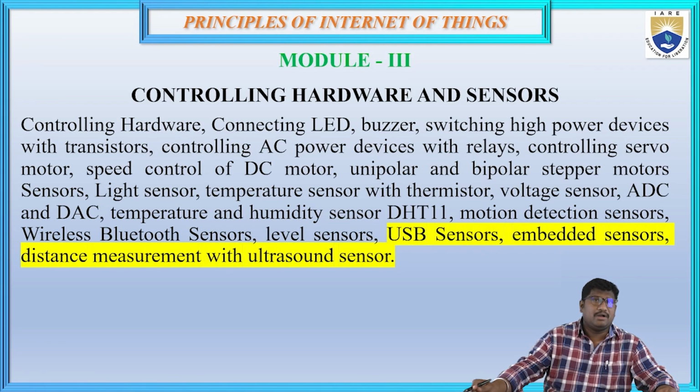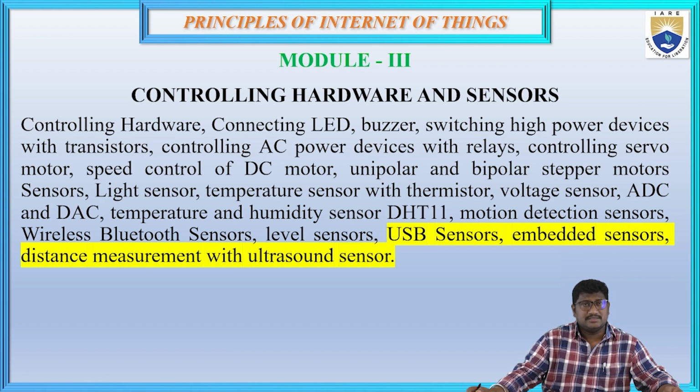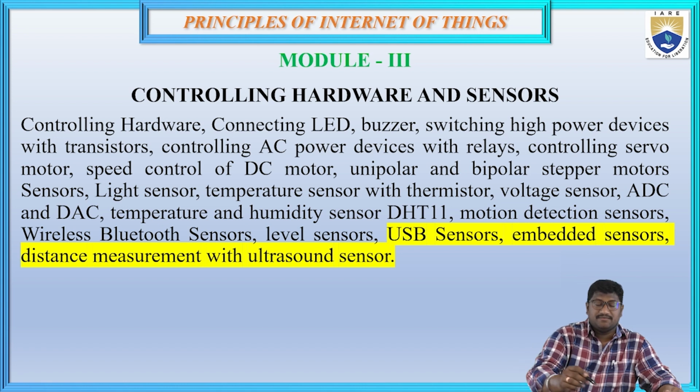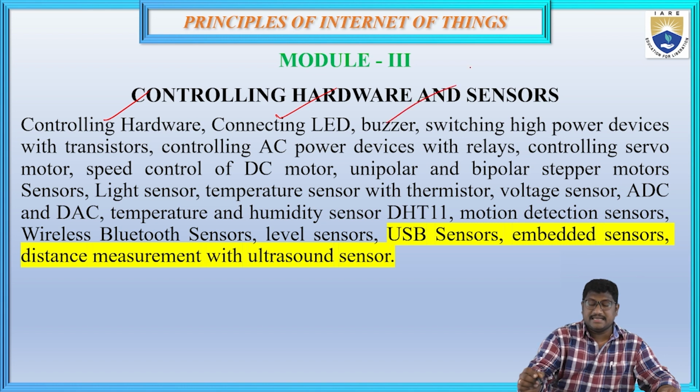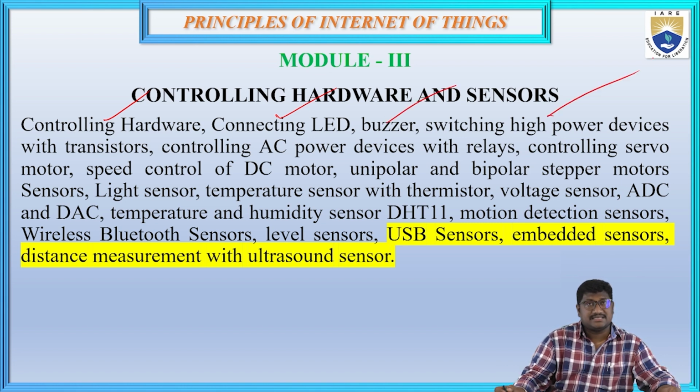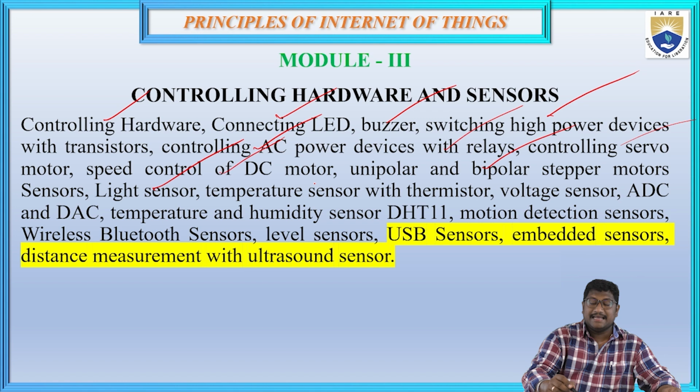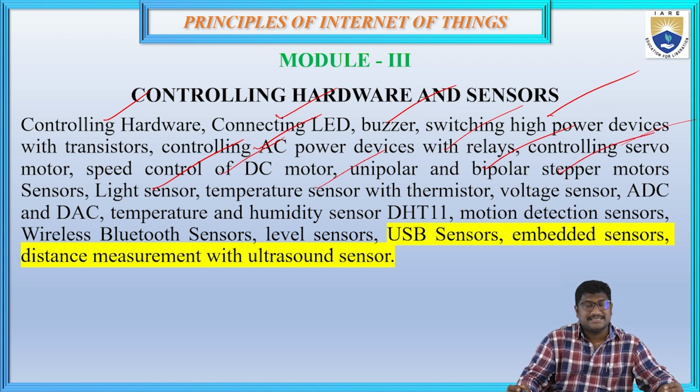Till now, we have discussed the above topics, and once again I will have a quick view by reading them out. The first one is controlling hardware, connecting LED, connecting buzzer, switching high power devices with transistors, controlling AC power and devices with relay, controlling servo motor and speed control of DC motor, unipolar and bipolar stepper motor, sensors, light sensor, temperature sensor with thermistor, voltage sensor, and ADC and DAC, which is analog to digital and digital to analog converter.